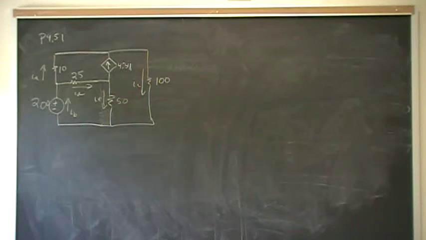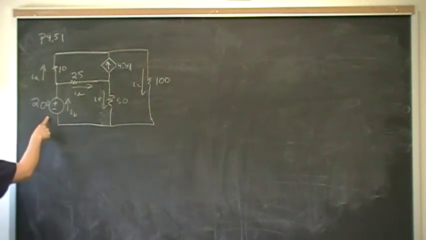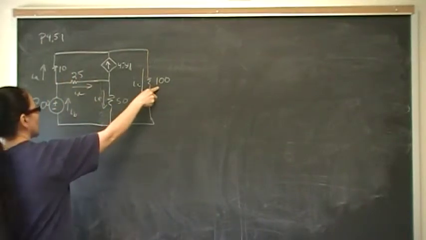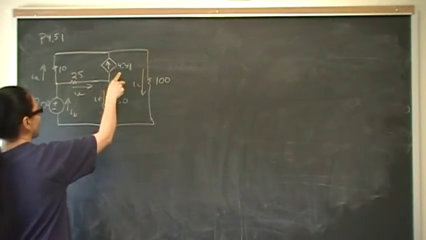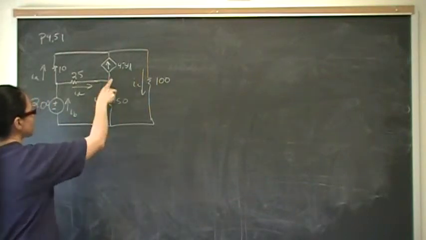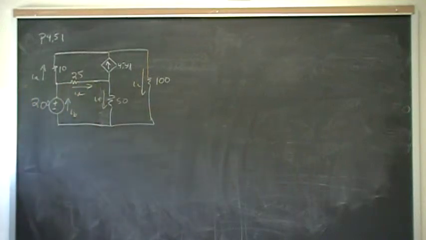Hey you guys, so this is problem number 51 from chapter 4, from the section on mesh currents. Let's describe a circuit. We have a 200 volt independent voltage source and some resistors: 10, 25, 50, and 100. And here we have a current controlled dependent current source, so it gets its value from the current that goes through the 25 ohm resistor.